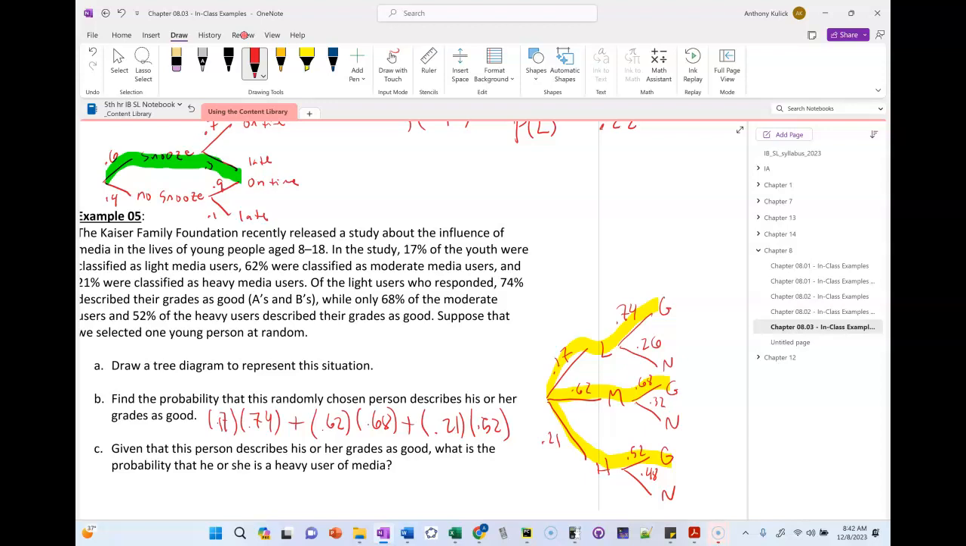Everybody okay? So you have to add. If there's multiple different outcomes, we're going to be adding. To find the probability for a given outcome, though, you multiply along consecutive events.